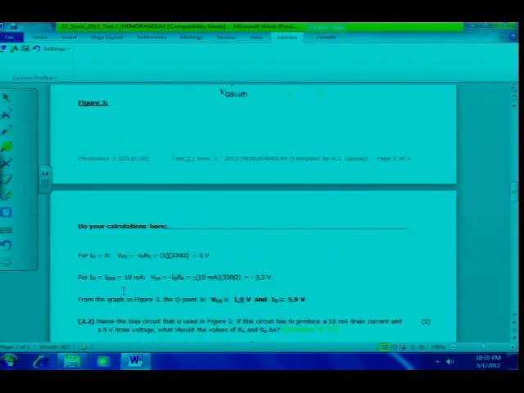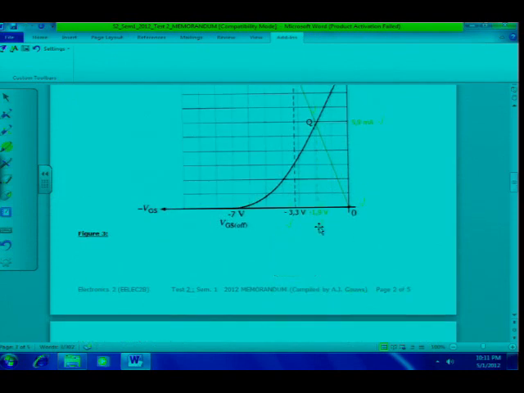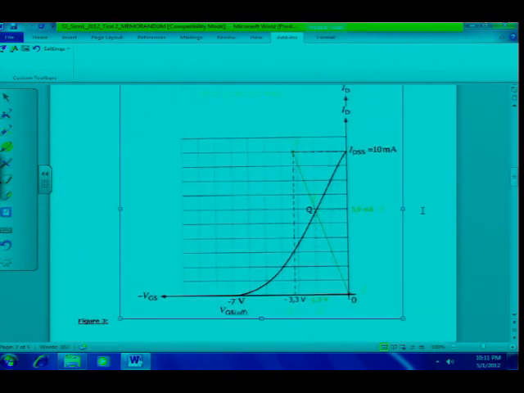And then you also had to calculate for ID, where ID is equal to IDSS, in this case 10 milliamps, and you get a value of minus 3.3 volts. So you had to show me that on the graph itself as well. There's the 3.3 volts with a broken line. You've plotted the dot there next to IDSS. And of course then you connect the 2 points, that's my load line.